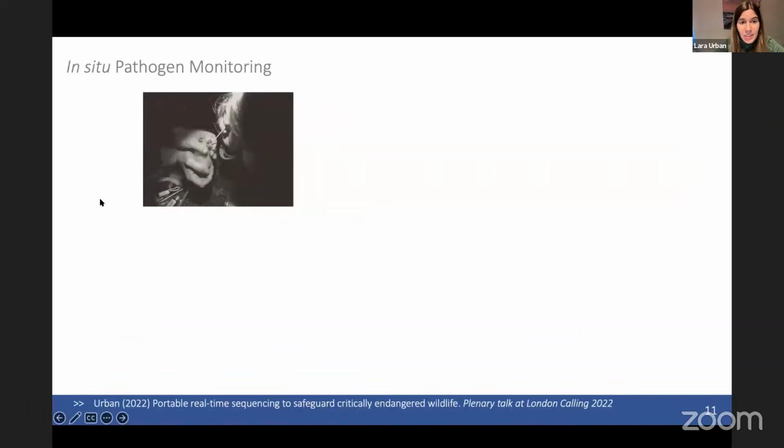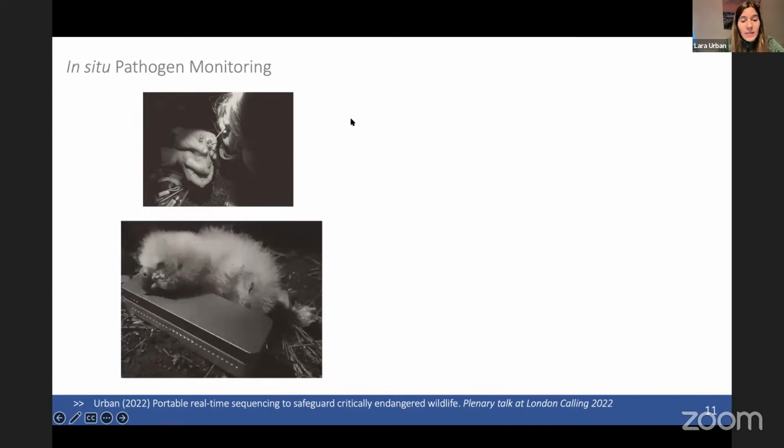So what we established directly in situ in one of these remote islands in New Zealand was a pathogen monitoring approach, where, because the kakapo is a nocturnal species, we would go at night to the nests of the kakapo when the mom was out foraging, swab all the kakapo chicks, and directly in the field extract the DNA and start the nanopore sequencing and analysis. And like this, we could actually find evidence of Aspergillus in the saliva.